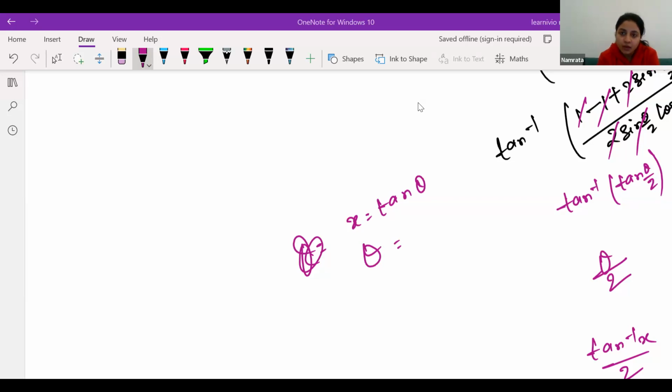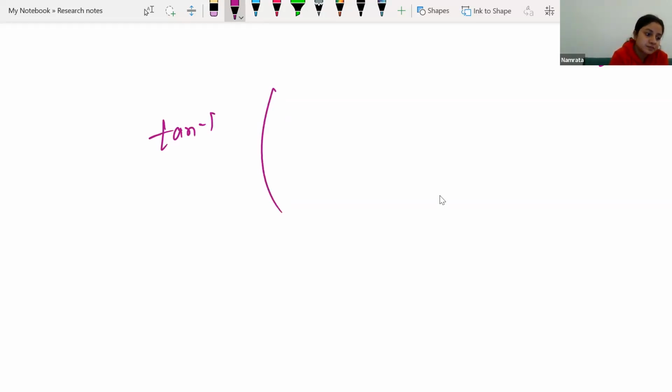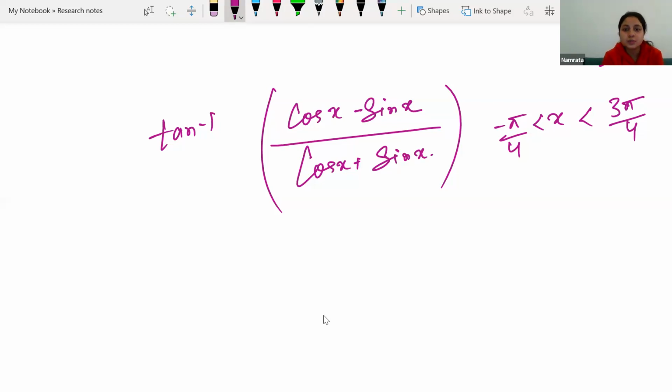Yes, ma'am. Okay. Let's take a few more questions. So one of the questions is tan inverse of cos x minus sin x over cos x plus sin x, and here x lies in between minus pi by 4 to 3 pi by 4. Okay. Here also we have to simplify it.